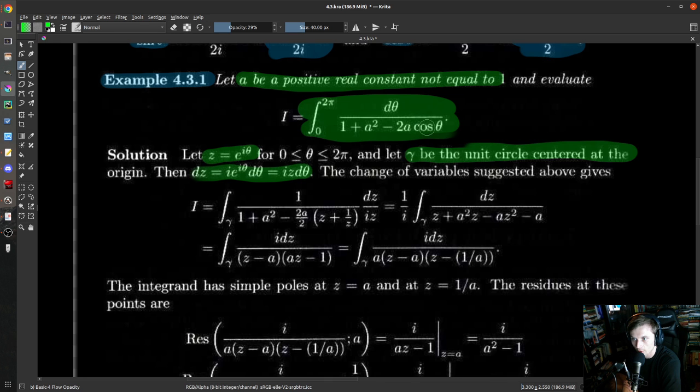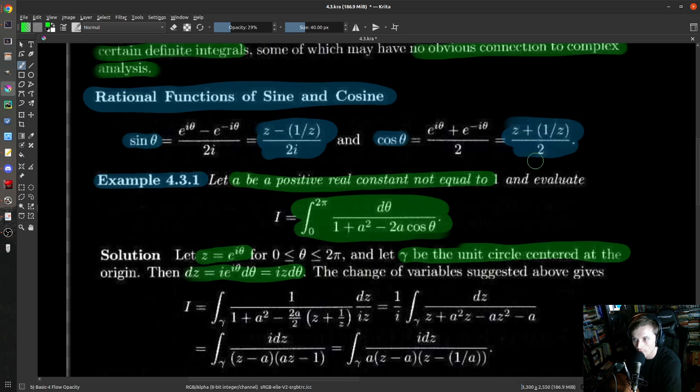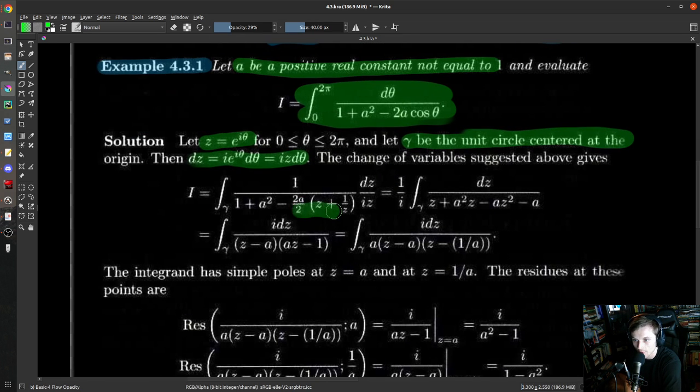Now cosine theta just turns into 1 over 2 times z plus 1 over z. We can see that chunk right here. Now d theta turns into 1 over iz dz. That's the substitution piece. And then notice we're just getting the rest of it here, right? The rest of it just carries on through. Now we're just going around gamma.